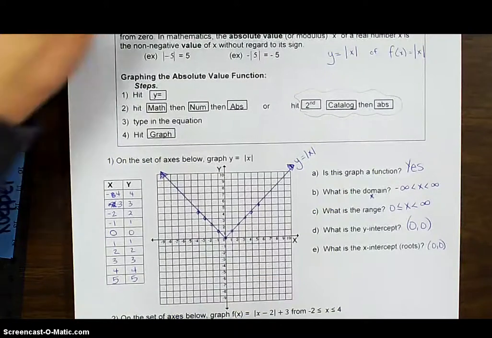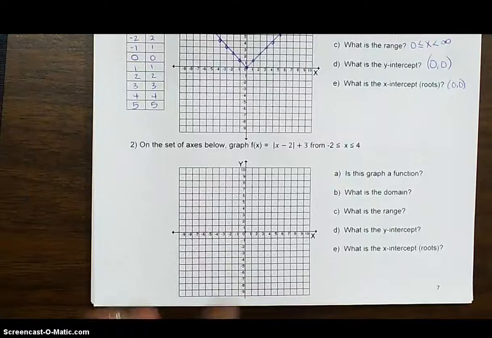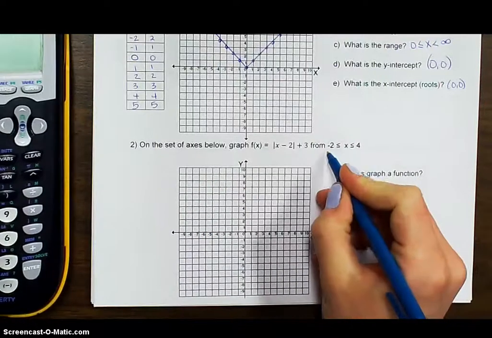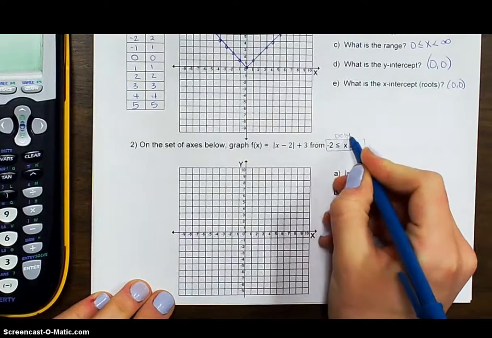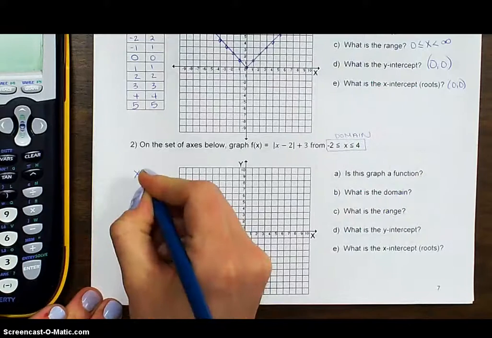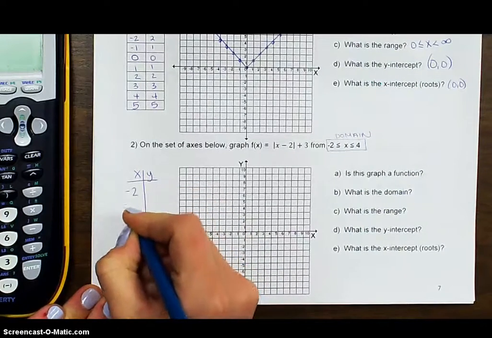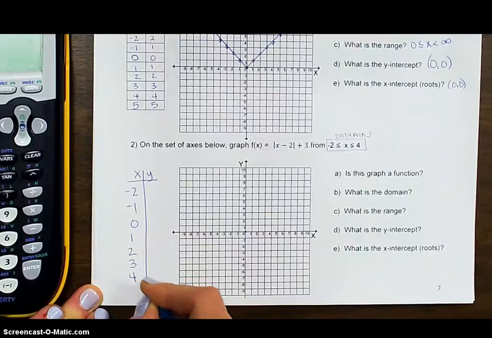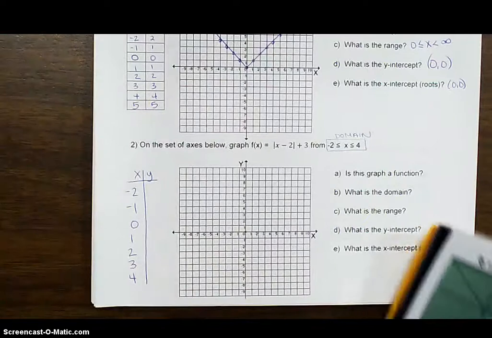All right, let's take a look at another example. So let's go down now to number 2. On the set of axes below, graph the function from -2 to 4. So here, they're telling us, remember your x is your domain. They're telling us that we only want to graph this function from -2 to 4. So this actually makes it a little bit easier for us. So we're only going to graph from -2 all the way to 4. So that's where we're going to put our x's in the table. So now we have to find the y values that go with it.